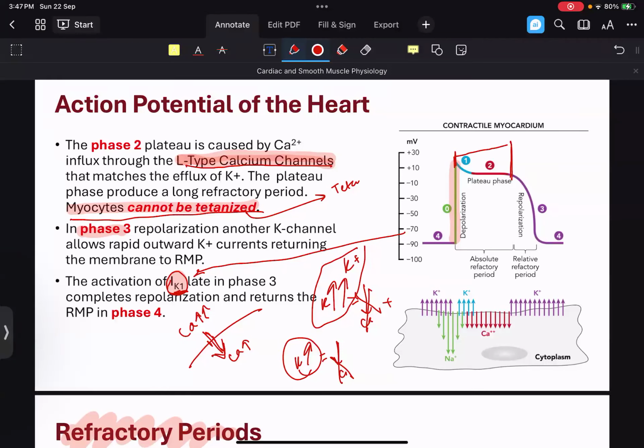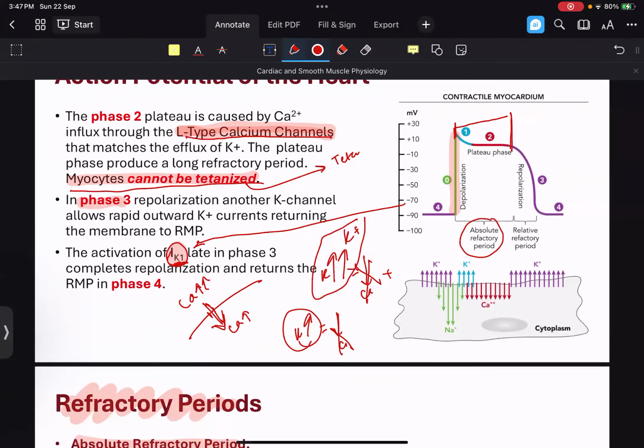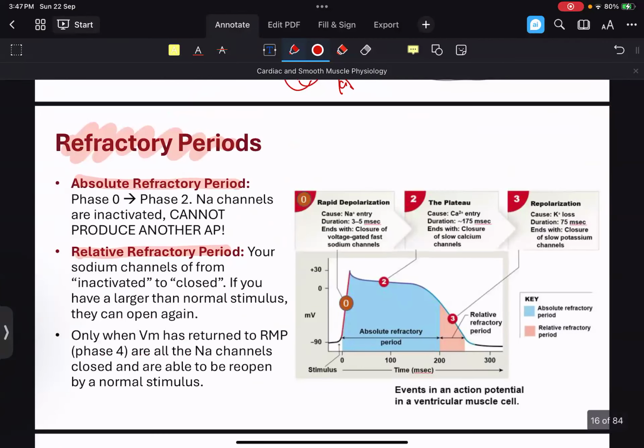So during this period of time, which they have written over here, this is called the absolute refractory period. And you cannot have another action potential at all, ever, no matter what, okay?